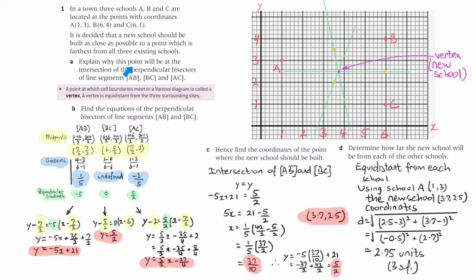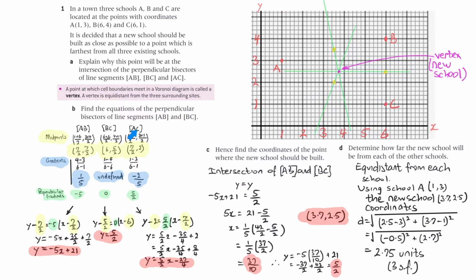A. Explain why this point will be at the intersection of the perpendicular bisectors of line segments AB, BC and AC. Well, this comes from the book. A point at which cell boundaries meet in a Voronoi diagram is called a vertex. A vertex is equidistant from the 3 surrounding sites. All right, so that's A, B and C. Just jumping ahead a bit here, and that's where it is there. That's the vertex.